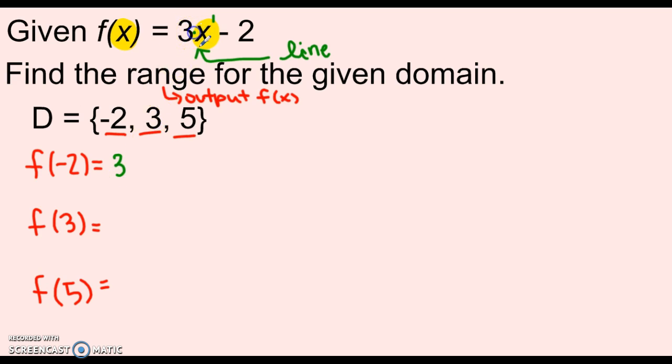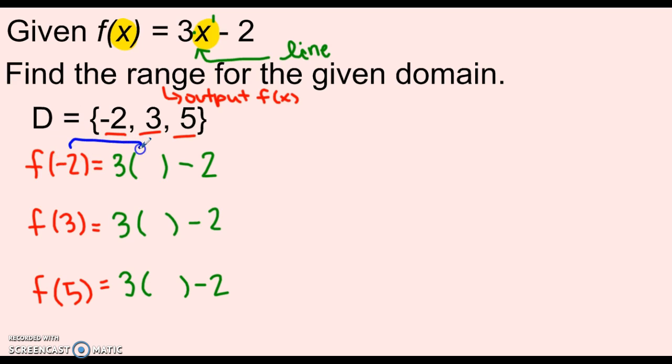And 3 is being multiplied by x, so I'm going to show that in parentheses. 3 times something minus 2. 3 times something minus 2. The equation doesn't change. What we change is what we plug in. So this one we're plugging in negative 2. Multiplication goes first. So we're going to multiply 3 times negative 2. So we get negative 6 minus 2 is negative 8.